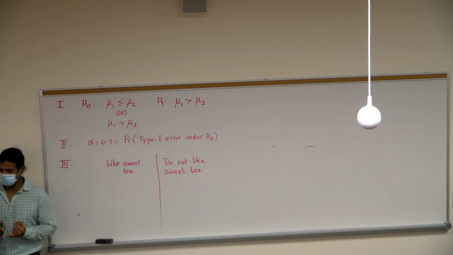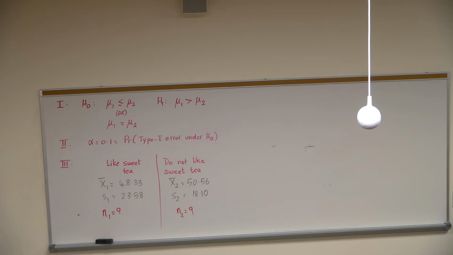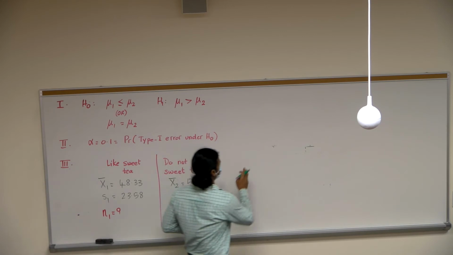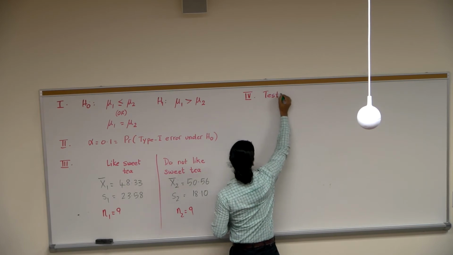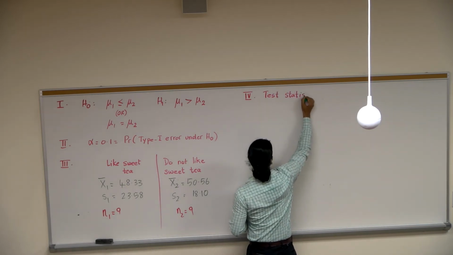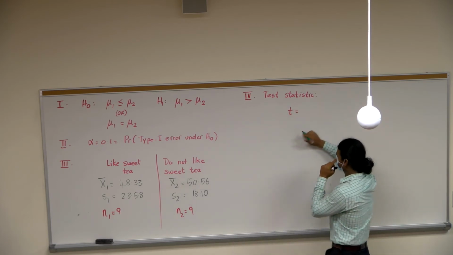Since we have the data, we could find the mean, we could find the standard deviation. We know the sample size from the sample itself. So use your calculator and use the data here to get me the mean and the standard deviation for the first sample, and the mean and the standard deviation for the second sample. The next step is to find the test statistic. And that test statistic is T.